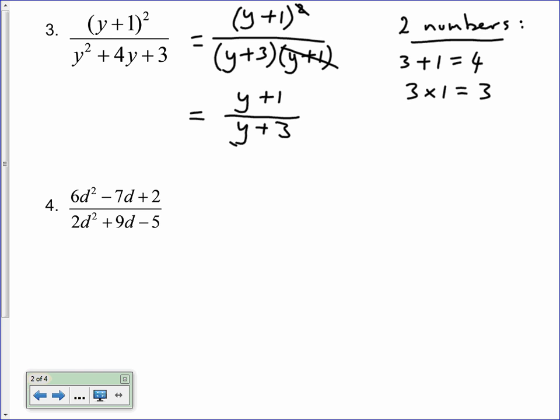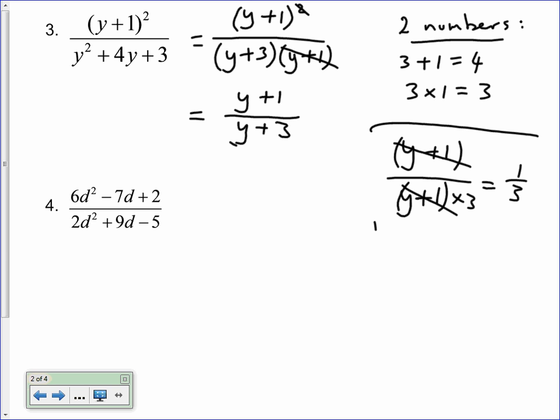Yeah. So what if the top is in brackets and then the bottom is the top times 3? Yeah. So for example, if you had y plus 1 times 3, something like that, do you mean? Yeah, then that's a common factor because you're multiplying. So that is equal to 1/3.